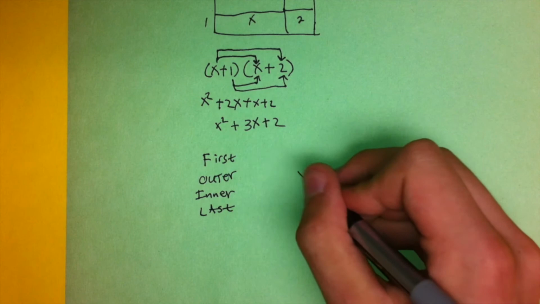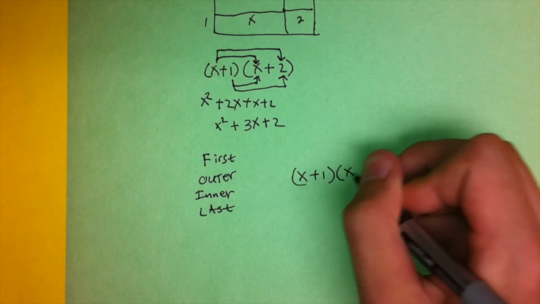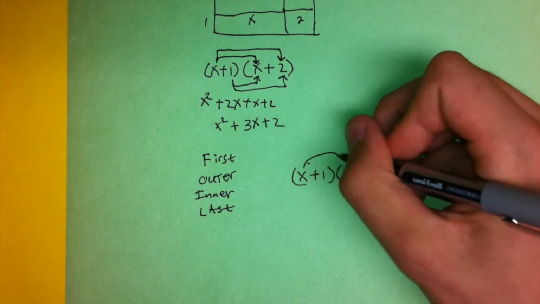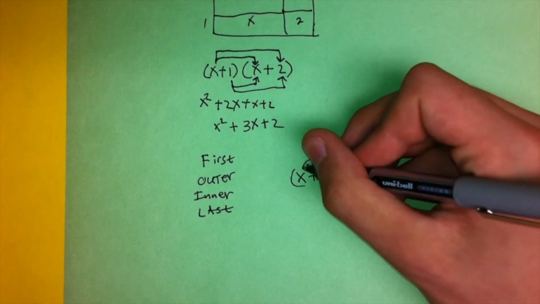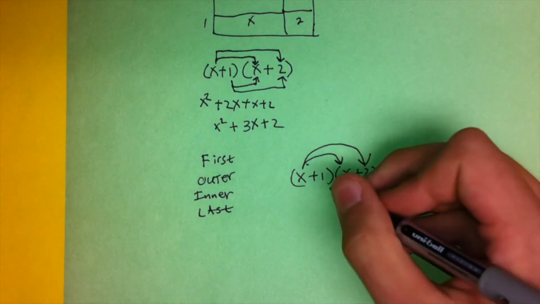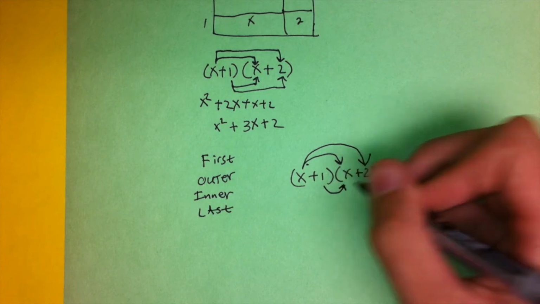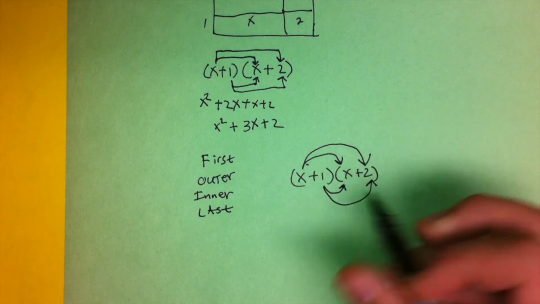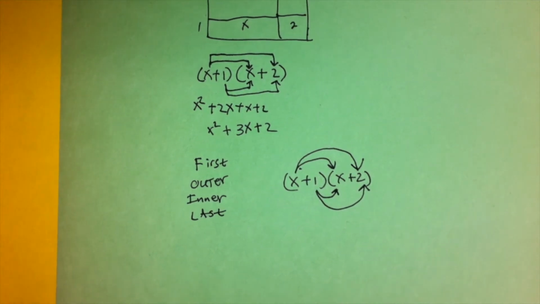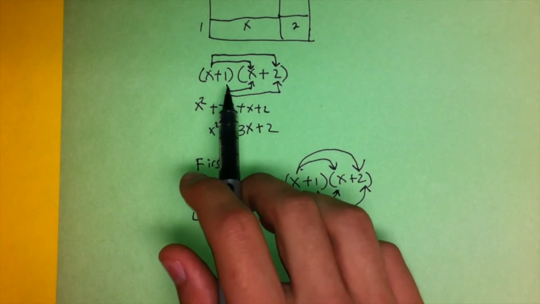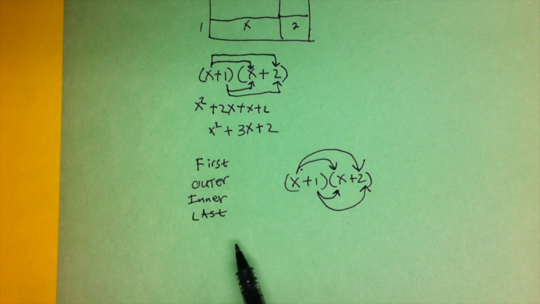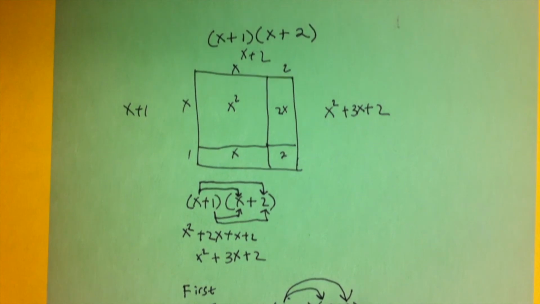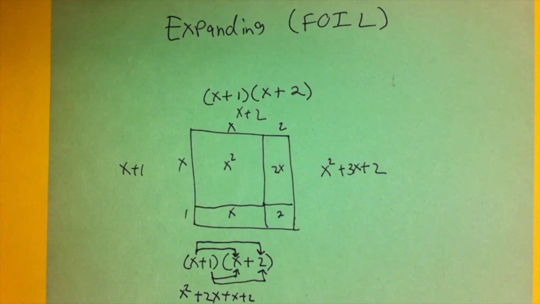What that's saying is take the first numbers and multiply them together, then take the outer numbers and multiply them together, then take the inner numbers and multiply them together, and then take the last numbers of each expression and multiply them together. That's the exact same thing we did up here, just there's an acronym used to describe it to help you remember it. So that is how to use FOIL to expand.